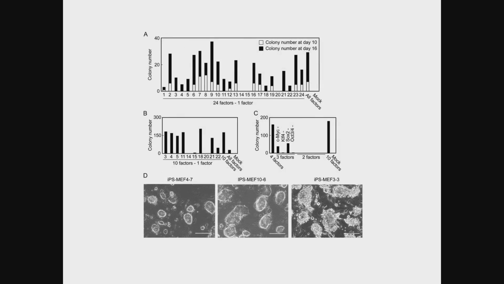Then he decided, okay, do we need all of them to form a stem cell? And he started removing transcription factors. He would put 24 minus 1. In each experiment, he could measure the efficiency and the colony numbers. For example, if we remove this transcription factor, we get nothing. If we remove some other transcription factors, we have more efficiency. Then he did the same with 10 factors minus 1, then 4 factors minus 1, and then he came to the conclusion that he needs 4 factors: MYC, KLF, SOX, and OCT.